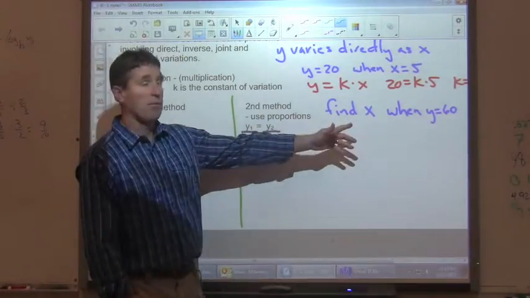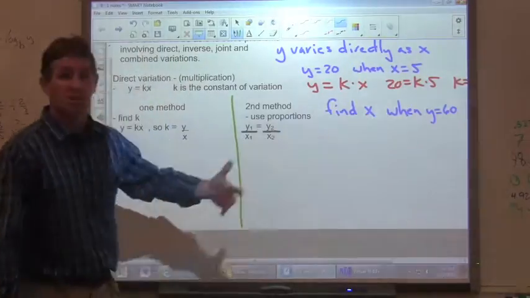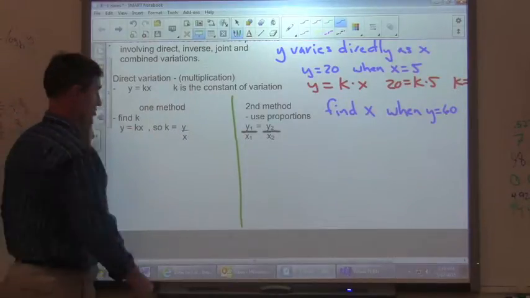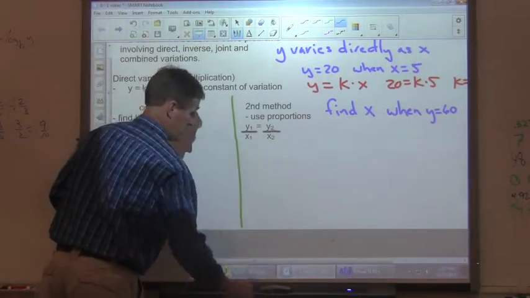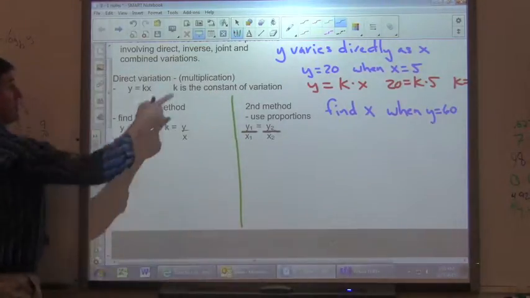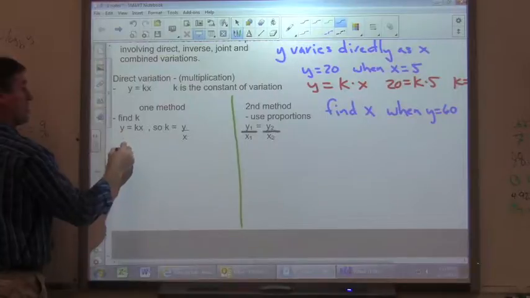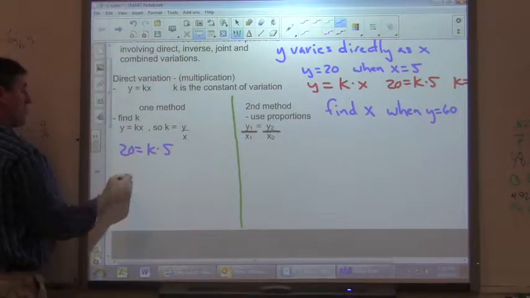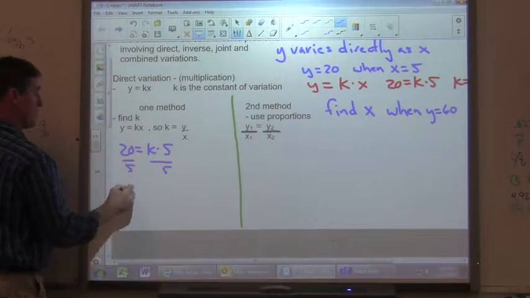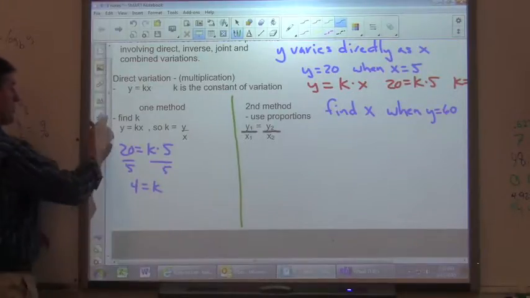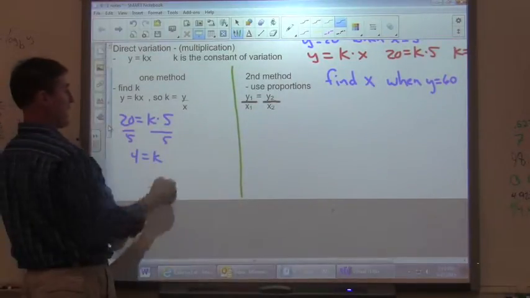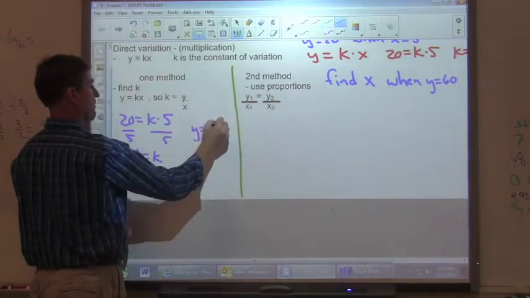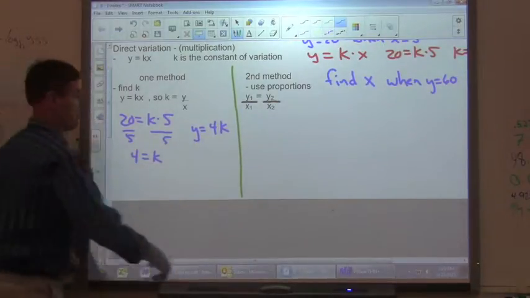Now, the problem could be find y when x equals something. They can vary that depending on the problem. So we can do it like we did here. So the first thing we do is we solve for k. And so again, we'll just do the same problem. So 20 equals k times 5. Divide by 5. And so we get 4 equals k. So now we know what our constant is. So our equation for all of these problems would simply be y equals 4x.